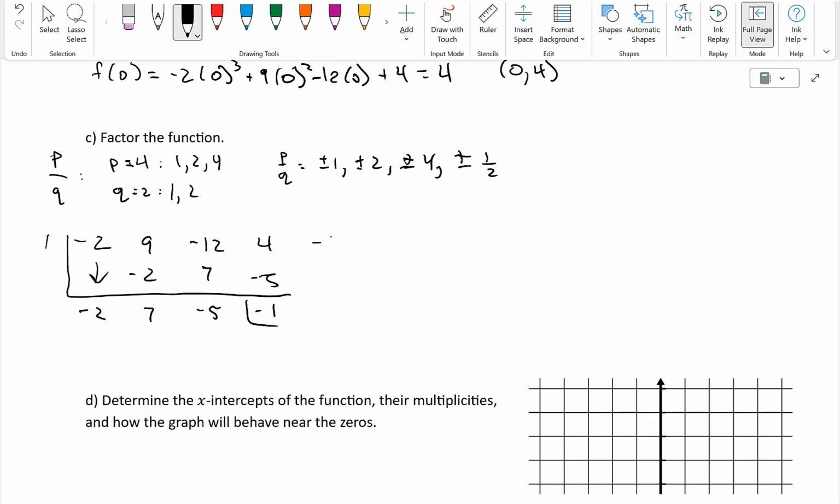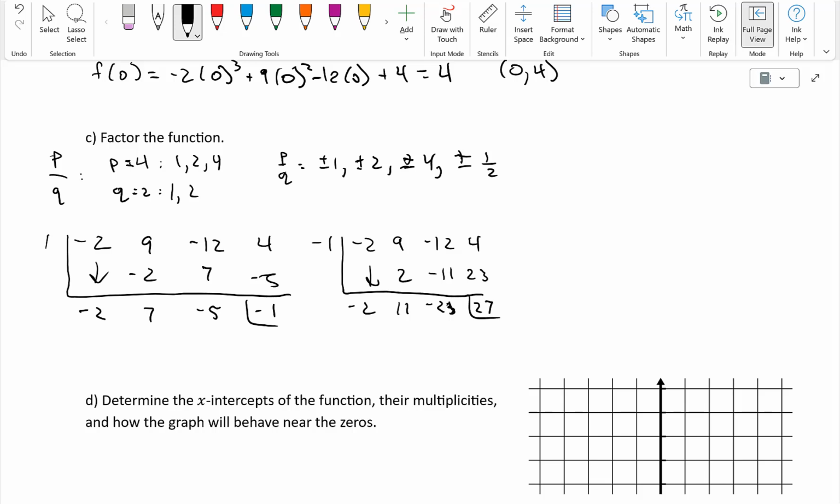We can try -1 next. So same coefficients, we haven't found a 0 yet. -2, 9, -12, and 4. Bring down that -2, multiply with -1 gives us a 2, adding is 11, minus 23, way too big. But then we get a 23, and 4 and 23 gives us a 27.